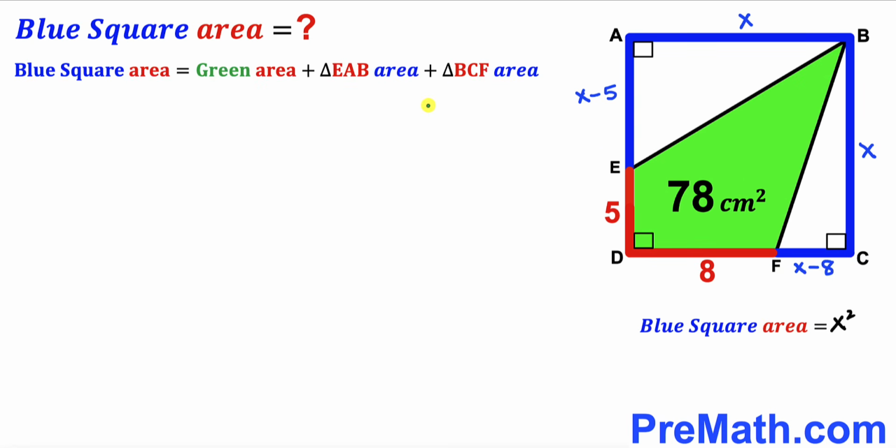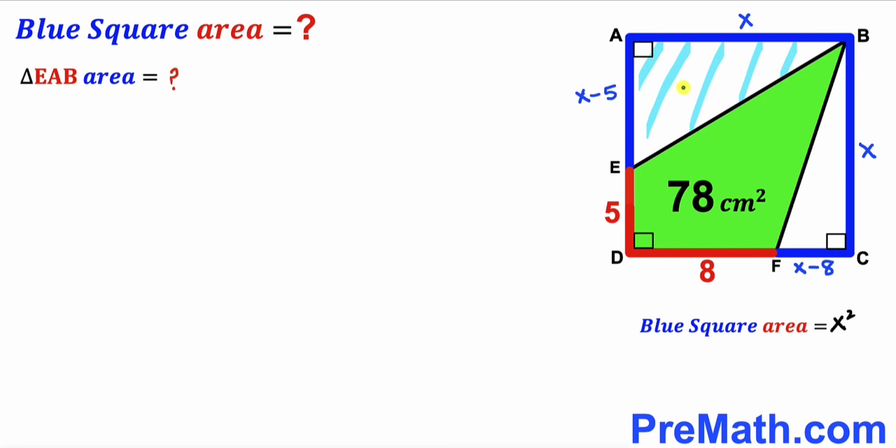Now let's make an observation. The blue square area is equal to the sum of three individual areas: the green shaded area, plus the area of the triangle EAB, plus the area of the triangle BCF. So now we are going to take care of the triangle EAB area and the area of the triangle BCF as well.